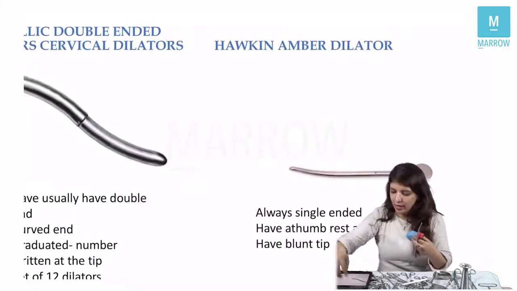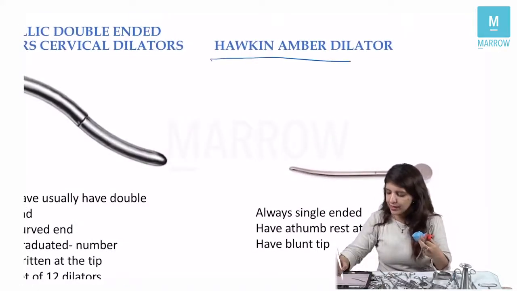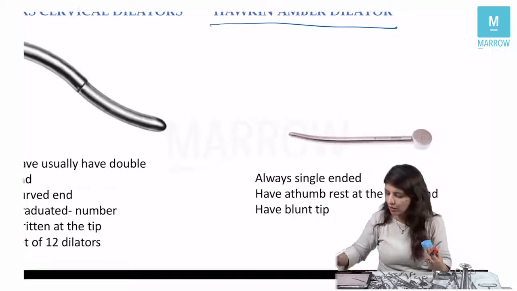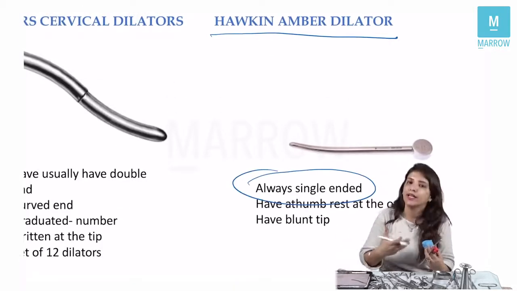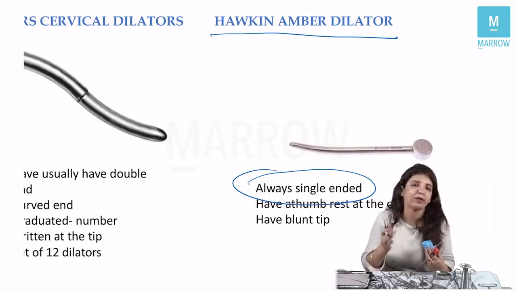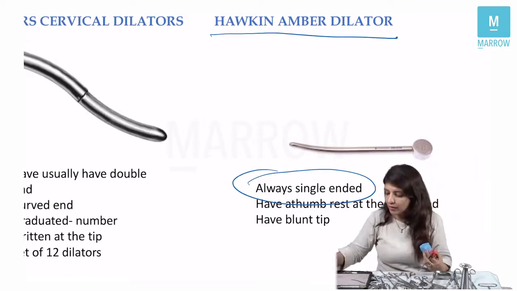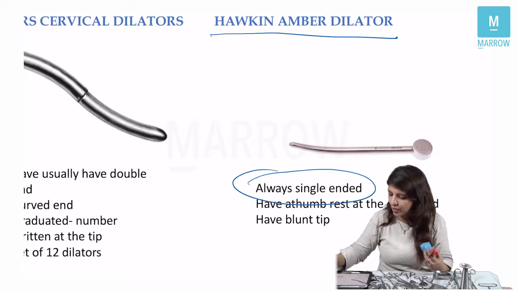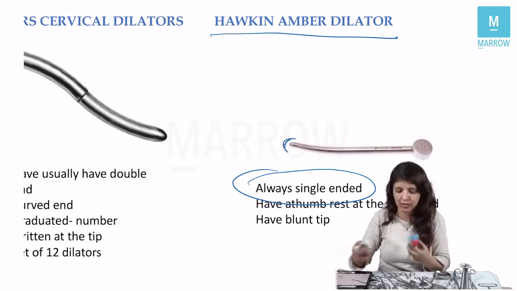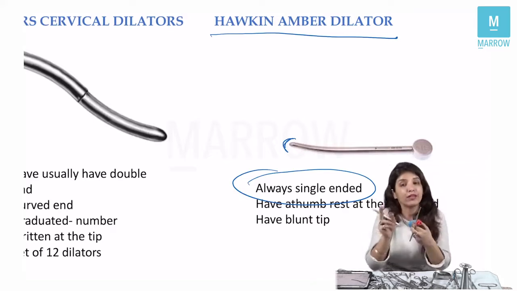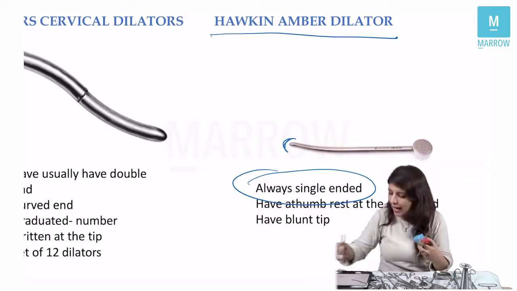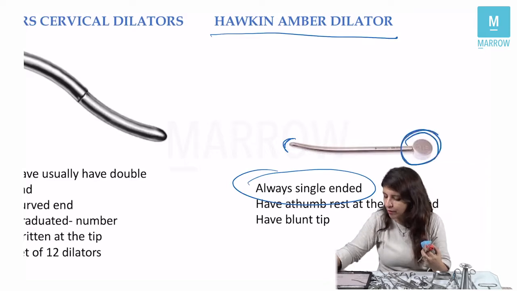Now, this image over here is a Hawkin-Ambler dilator. A Hawkin-Ambler dilator is always single-ended. Hegar's dilator usually is double-ended, but it may be single-ended. A Hawkin-Ambler dilator will have a blunt tip. See over here, it's round, but it's pointed a little. They will have a blunt tip and they will have a thumb rest.